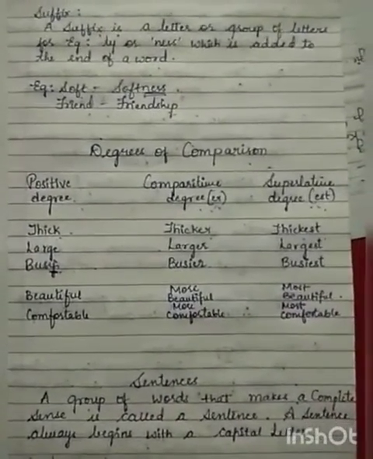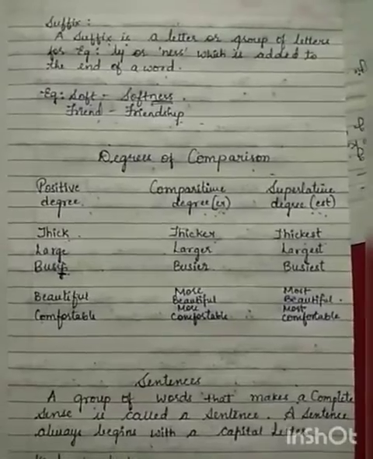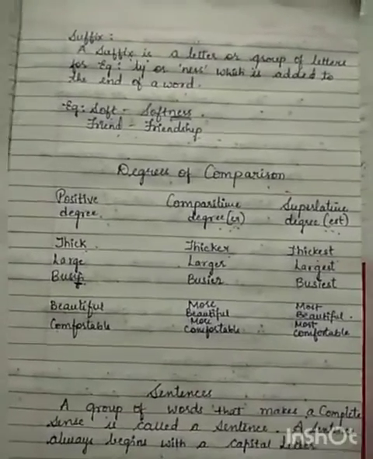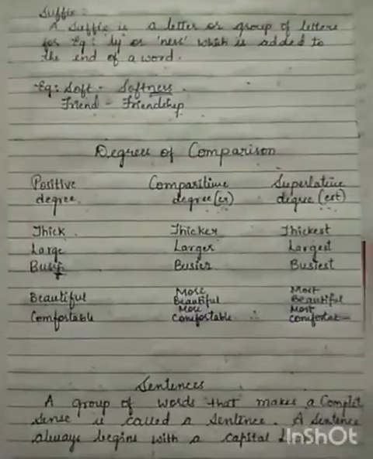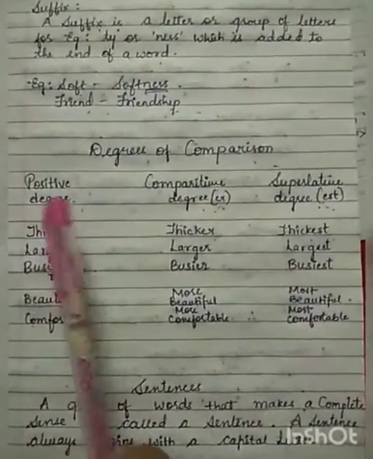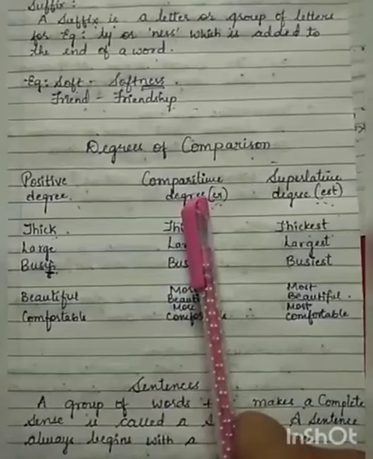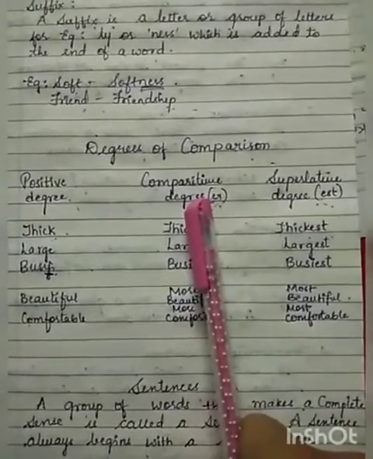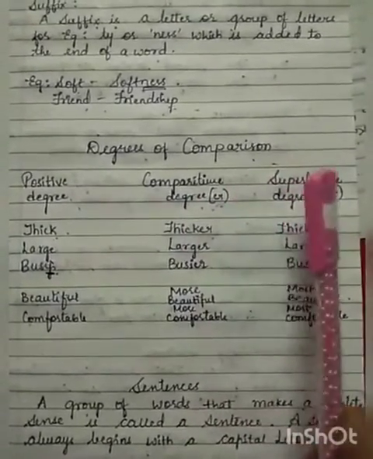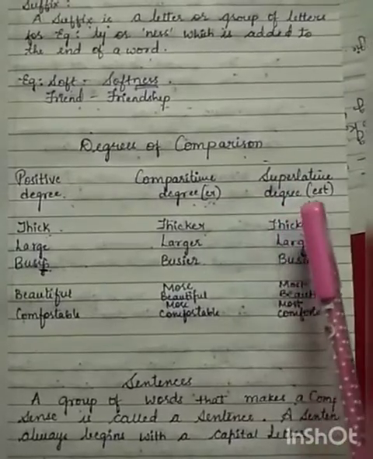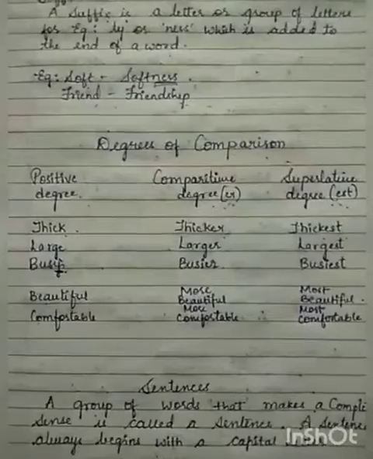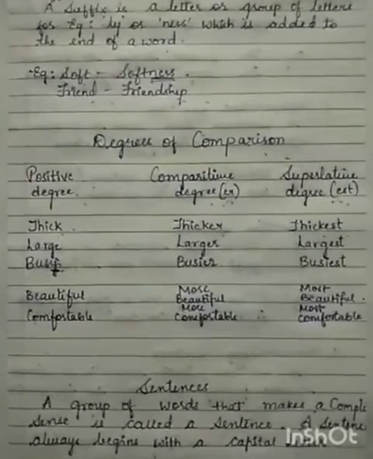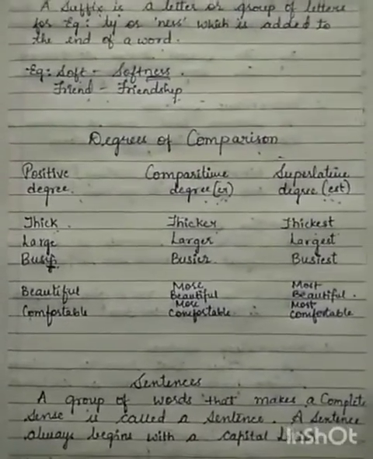Got it? So in the degrees of comparison, we have 3 degrees: positive degree, comparative degree and superlative degree. Positive is one person, comparative is comparison between two people or two things, and superlative degree is more than 3. Got it? So this is the degrees of comparison. Next we will move on to sentences.